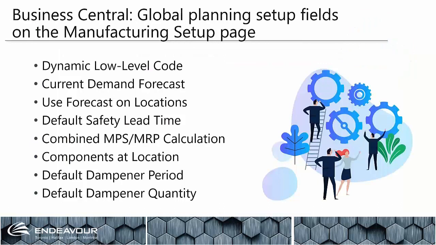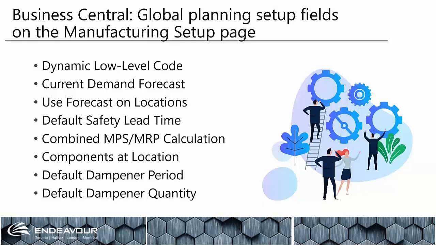Let's talk about the global planning setup fields. Those are on the manufacturing setup page. The first one is the dynamic low-level code. This is a very important field because it controls the calculations for bills of materials and their components. So basically, if you're building assemblies or sub-assemblies, for the planning engine to calculate the demand for the components on multiple levels, you will need to have the system calculate the low-level code.